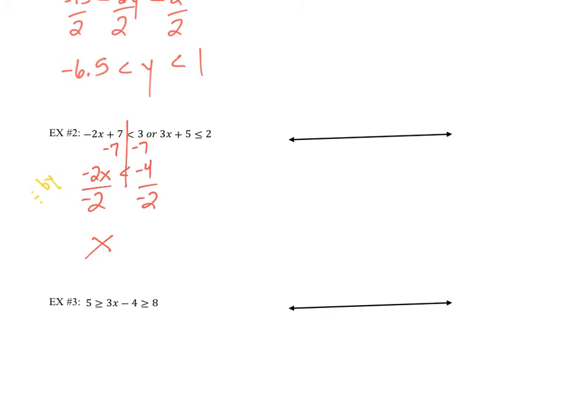Divide by negative. What that means is we flip our sign. So I put that in there because we have to remember to flip the sign when you divide by a negative. So when you divide by negative 2, you flip your symbol. So it's x is greater than positive 2.